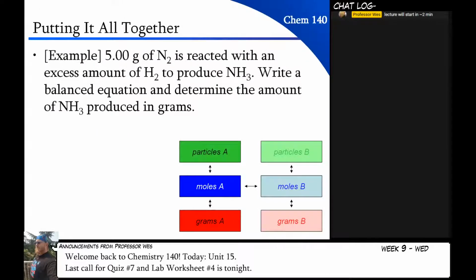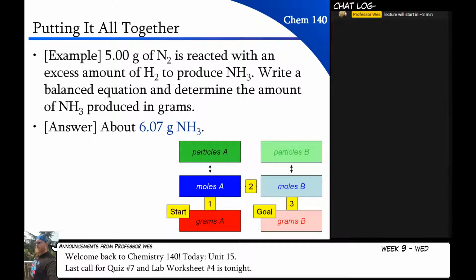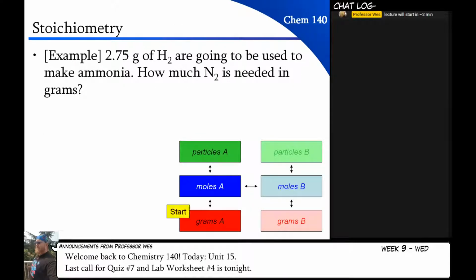All right, I have one more problem for you to practice with. And that's this one. Using the balanced equation that you had from before, I'm going to react 2.75 grams of hydrogen. How much nitrogen do you need? This is exactly the same type of problem we just did, so I'm just going to post the answer for you. You can do that practice on your own.